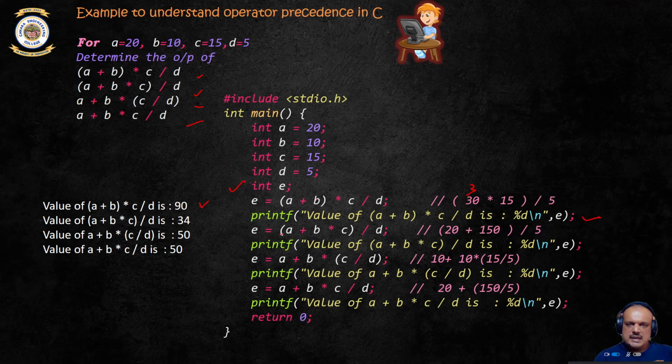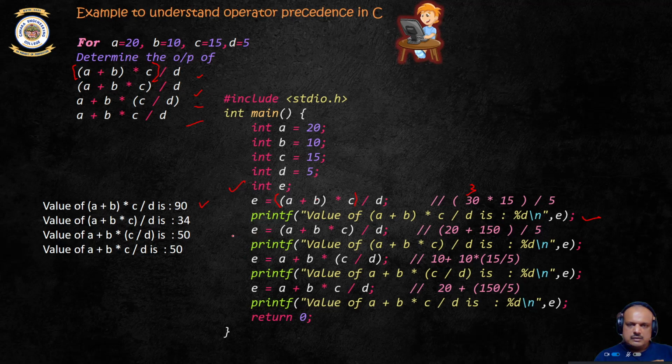In the next line I have a plus b into c divided by d. So what happens out here? Here there should have been another bracket, because that is what is being implemented. So put another bracket. That is how you get 90 out there.